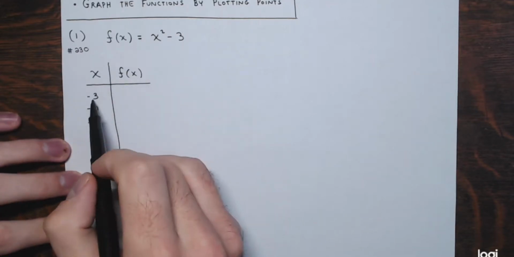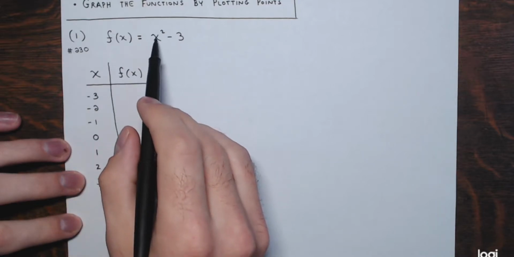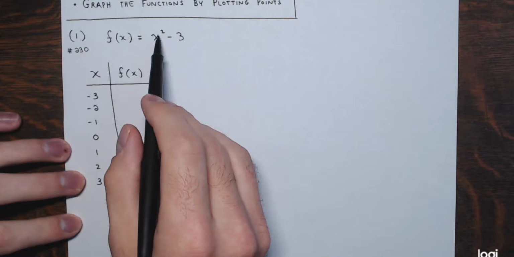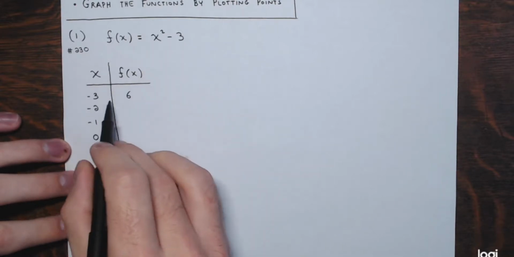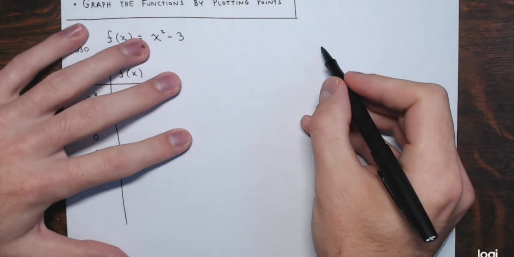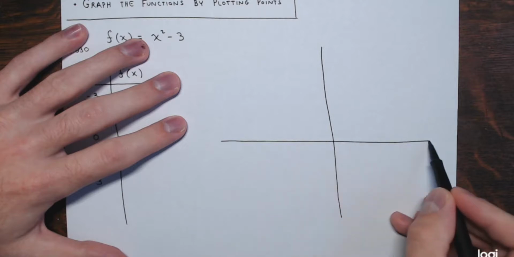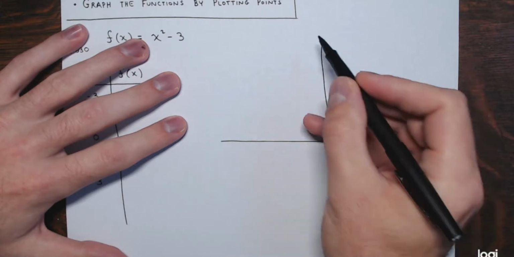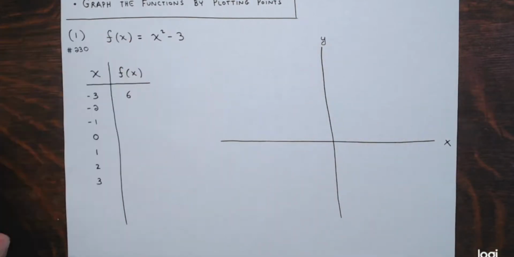Alright, so plugging in -3, f of -3, so -3 squared is 9. 9 minus 3 is 6. Alright, so the ordered pair -3, comma 6, right? Input -3, output 6. I'll plot that on the coordinate plane. So over here I'm making a very, very rough XY coordinate plane here, x-axis. Now you could call this the y-axis or the f-axis.